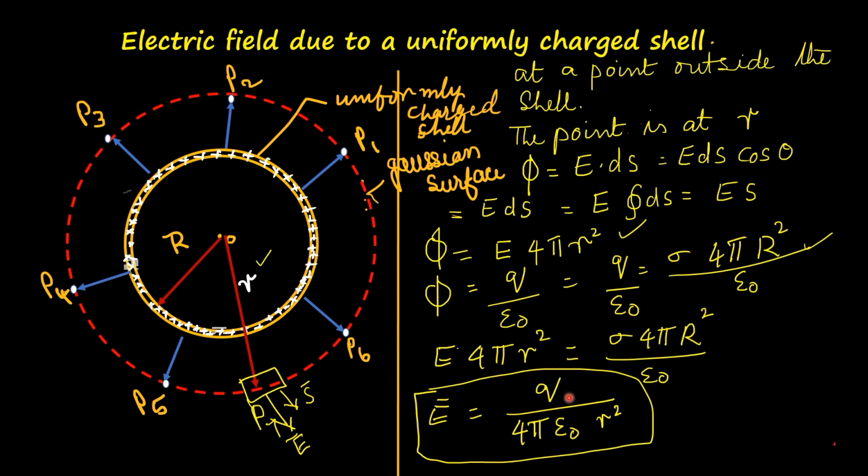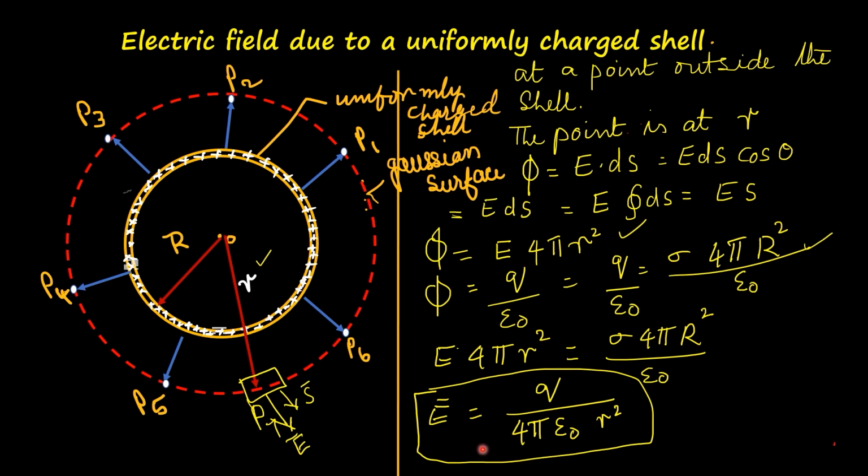Q is the magnitude of the charge. So from this we can assume that a point outside the shell behaves in such a manner that all its charge which is present on the surface is concentrated inside the shell, that is at the center of the shell. So that is one concept that you get. I hope this is quite clear.